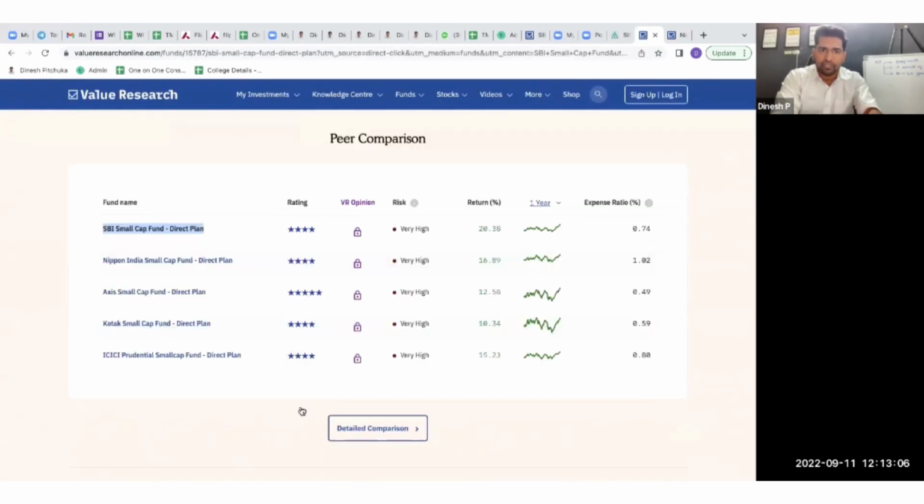Let's now finish this. You can see the peer companies, how the returns are over a period of time with the expense ratio. What is the SBI Small Cap expense ratio? It is 0.74. It means that however much you're investing, 0.74% of the capital will be taken by the mutual fund as an expense for managing the fund. They are managing the whole fund, right? For that they are going to take around 0.74.